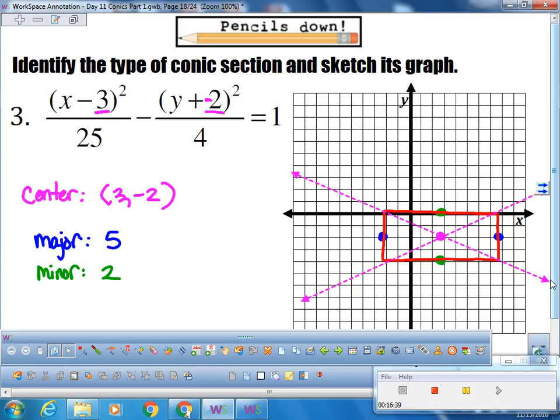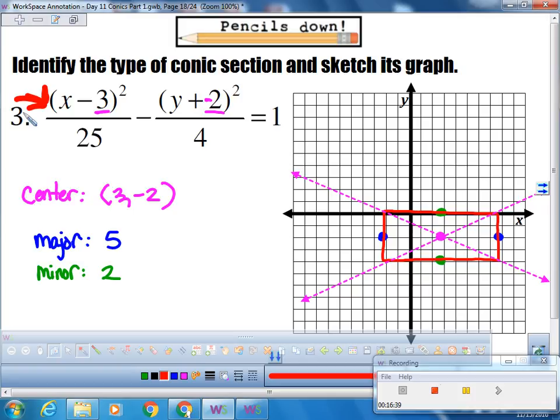The last thing I ask myself is where my branch is going to be located. Are my branches going to be located horizontally on the x-axis, or are they going to be vertical? They're going to be horizontal because of, not the asymptotes, I have the x's in front. Since I'm talking about the x's in front, it's positive. The y is actually negative. The x is positive, so my branches are going to be horizontal. So my branches are going to go right here.